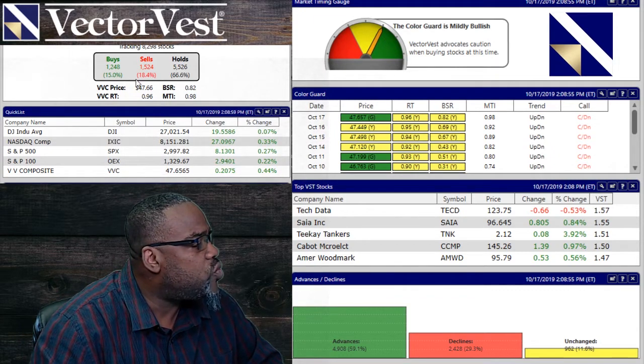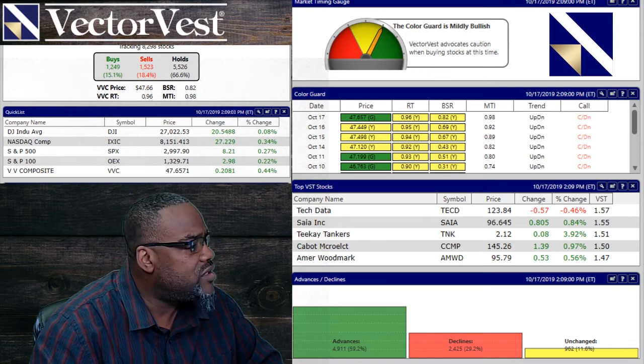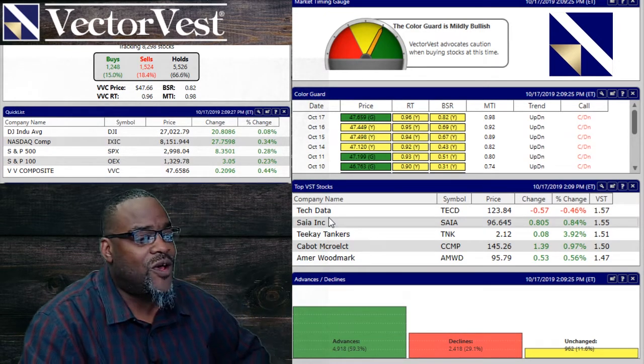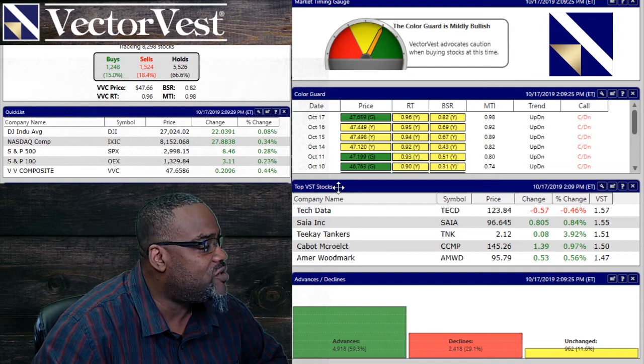Notice also as well, how come I can't, what is that? That is top VSTs. There it is. So on there, that's that next panel you see right there.